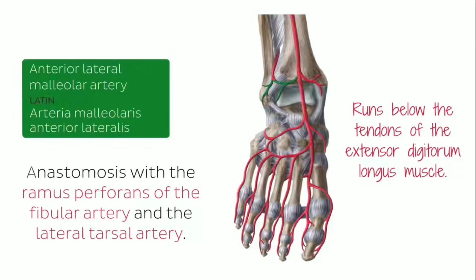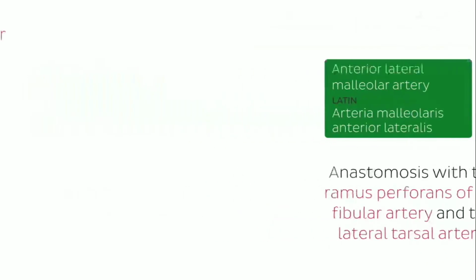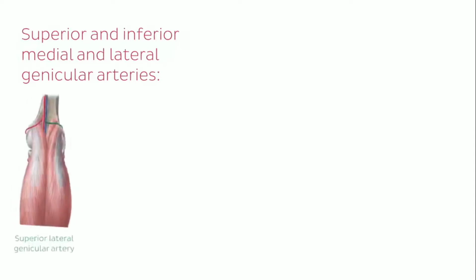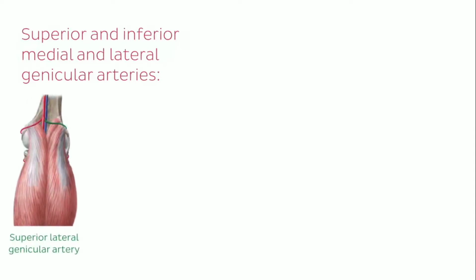We are going to move on now to a set of different arteries which are known as the superior and inferior medial and lateral genicular arteries. And as a source of comparison, we're going to put them all together. The first one that you see now on the screen highlighted in green is known as the superior lateral genicular artery. And keep in mind that we're looking at the posterior view of the lower leg and knee.